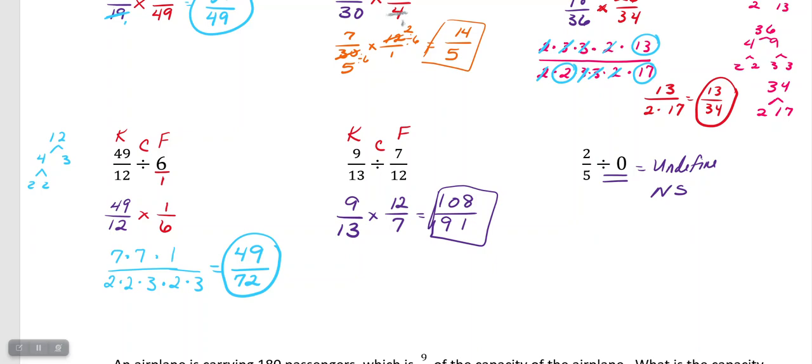If you were to put 2/5 divided by 0 in your calculator, you would get an error message. And that is the end of this video.